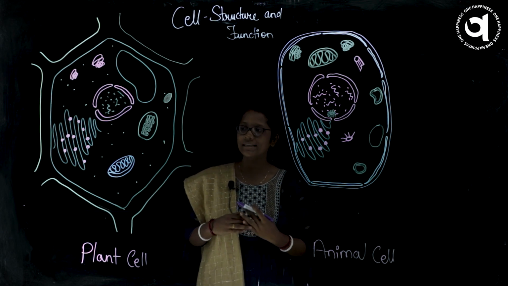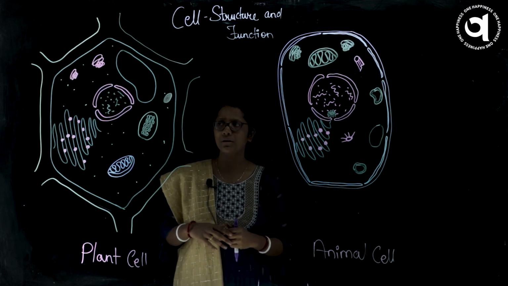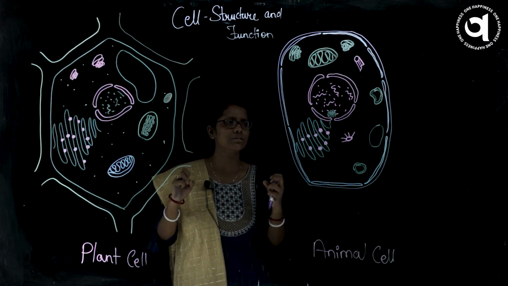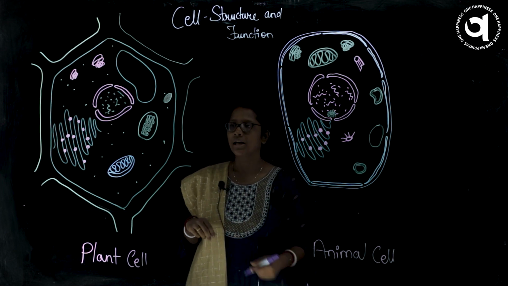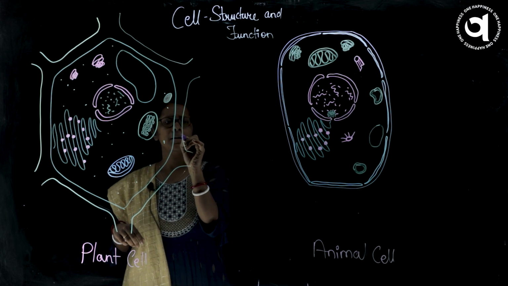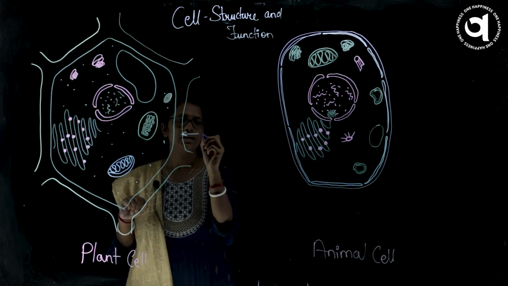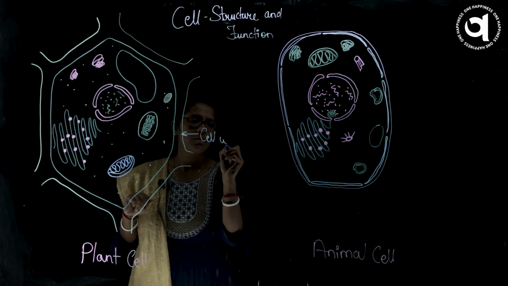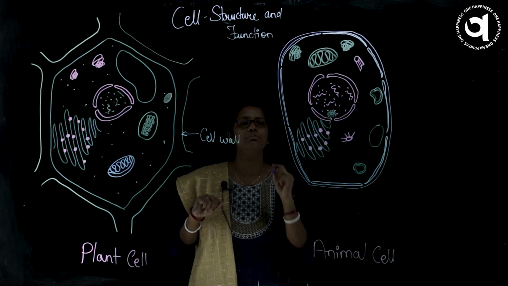Now if you can see here, the plant cell and here the animal cell is given. Now the structure is almost similar, but there is a little difference. Now what is the difference? That we'll see. Here let's come to the plant cell first. Here the outermost layer which you can see is known as the cell wall, whereas in the animal cell, this cell wall is lacking.